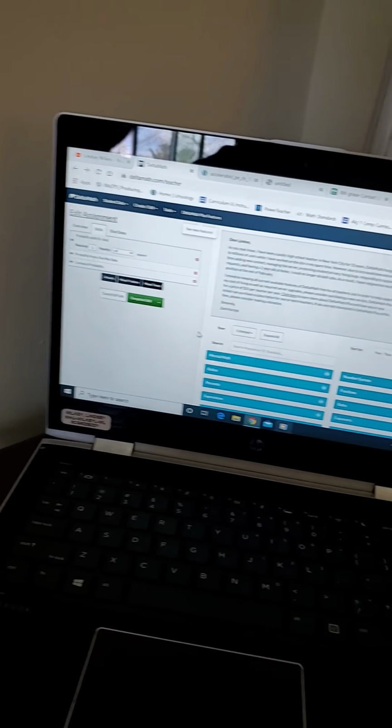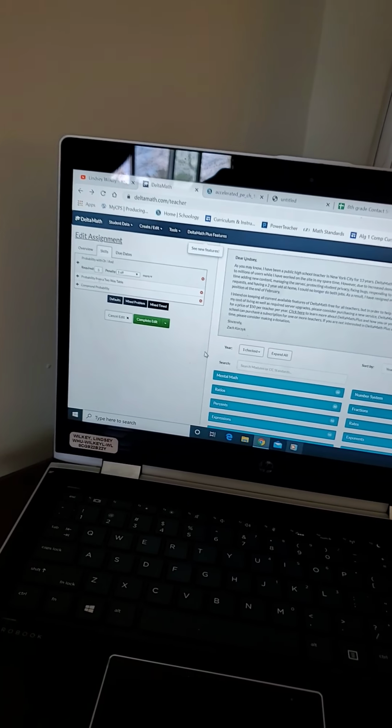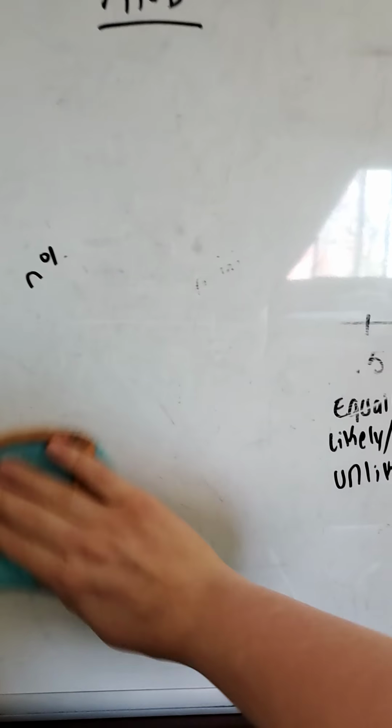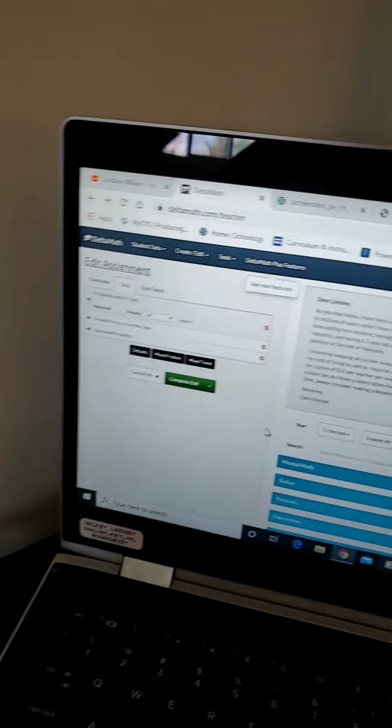This DeltaMath assignment does require you to put all your probabilities in as a decimal or a fraction. I tried to do it as a percent on one of the questions, and it counted it wrong. So I would just stick with decimals and fractions, and not percentages. I'm not sure why that is, but that's okay.